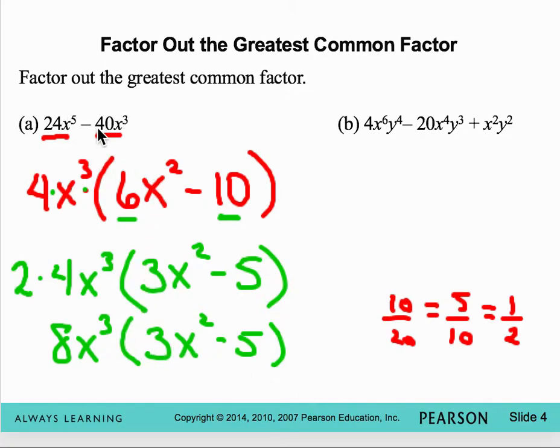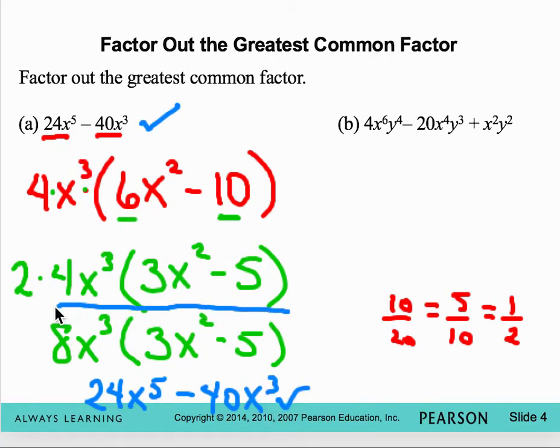And I can always check my factoring. That's a great thing about factoring. I can always check it. If I multiply it back out, it better give me this thing right here. So this is 24x to the 5th minus 40x cubed. Is that what I started with? Yes. So there I have that thing factored.